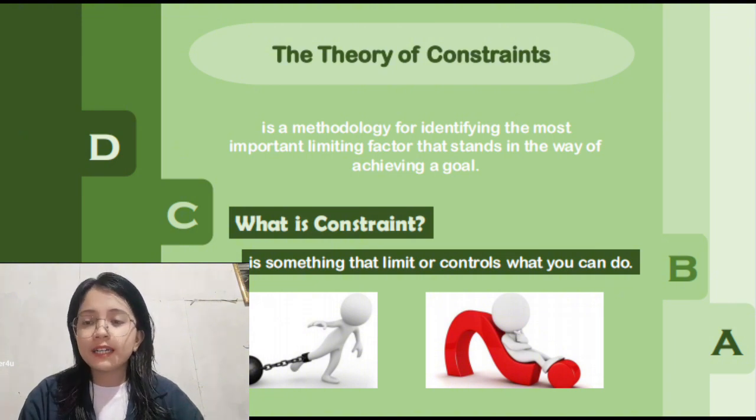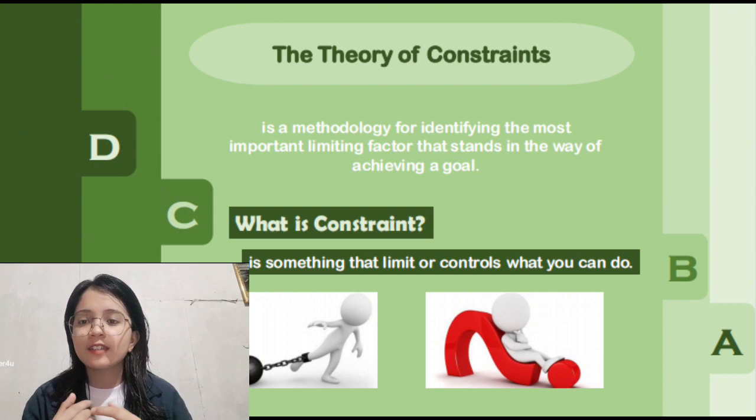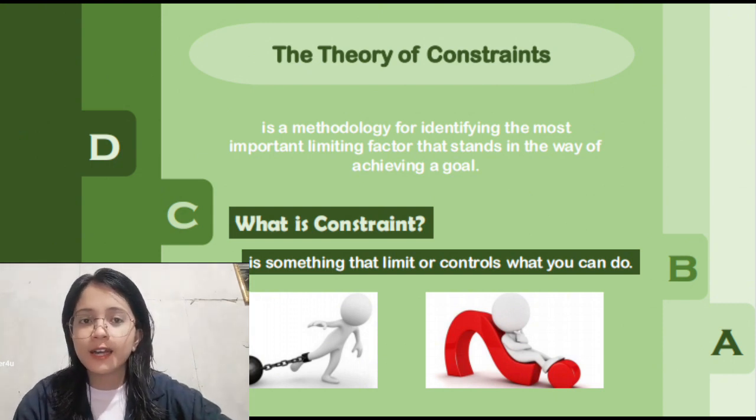Ito yung mga bagay na that's stopping a company from achieving its goals. So ang constraints ay pwedeng maging people, machines, materials, market, and pwedeng time and marami pang iba.